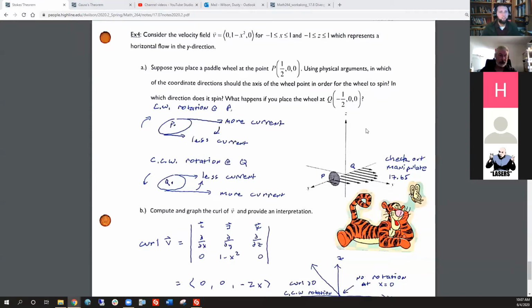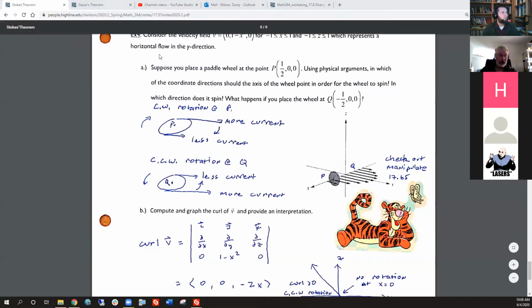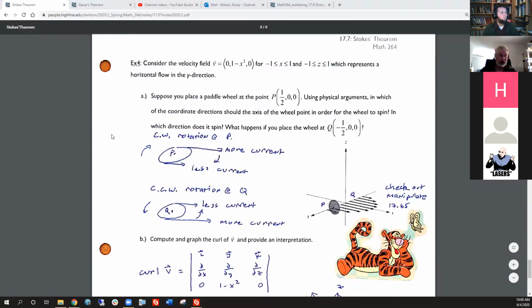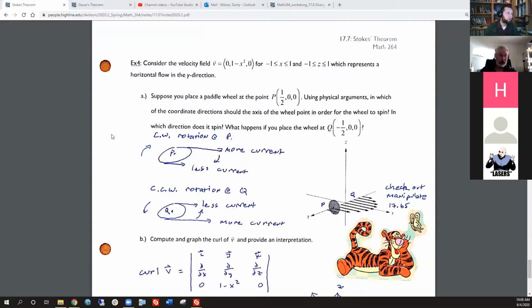All right, so again, this is the very end of section 17.7 on Stokes theorem. And the important part here is the intuition. So consider the velocity field v equals <0, 1 minus x squared, 0> for -1 less than or equal to x less than or equal to 1, and -1 less than or equal to z less than or equal to 1, which represents a horizontal flow in the y direction.